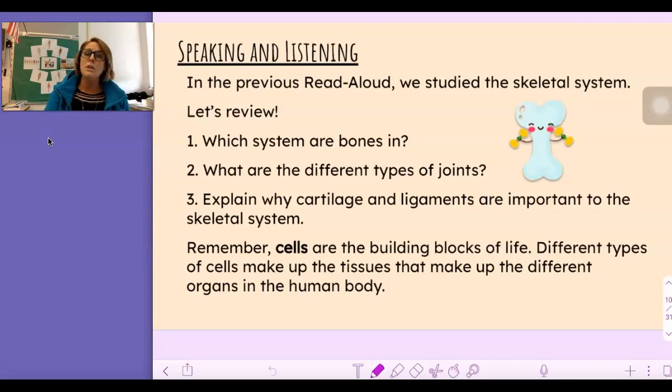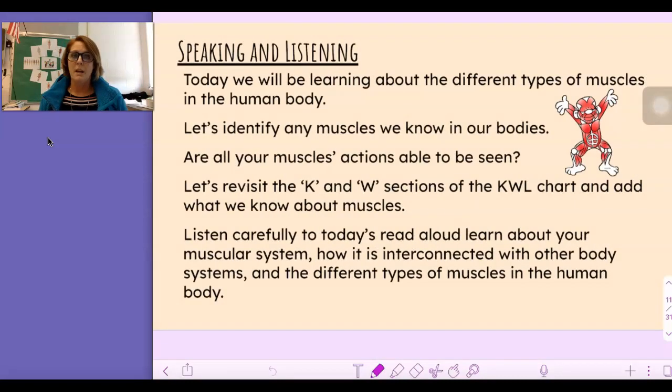Remember that cells are the building blocks of life. Different types of cells make up the tissues that make up the different organs in our body. Today we'll be learning about the different types of muscles in the human body. Do you know any muscles in your body? Are all your muscles' actions able to be seen? I want you to listen carefully to today's read aloud to learn about your muscular system, how it is interconnected with other body systems, and the different types of muscles in the human body. You will be stopping at certain checkpoints to see if you're listening closely and understanding.